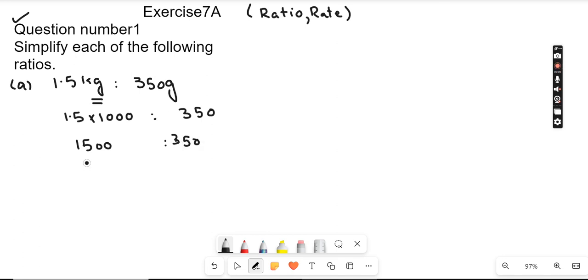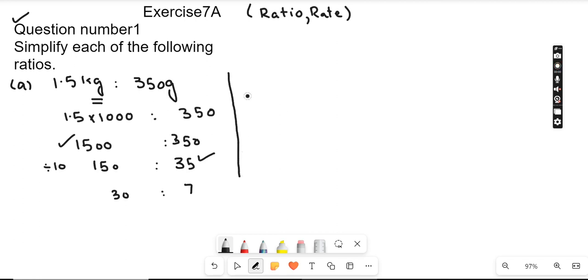Now divide both of the sides by 10. It seems from the question these two are multiple of 10. दोनों ही 10 से डिवाइड होते हैं. It comes 150 and 35. अब ये दोनों नंबर्स आपने इन दोनों नंबर्स को सेम टेबल से डिवाइड कर देना. तो 5 3s are 15, 5 7 times 35. And this was the first question.